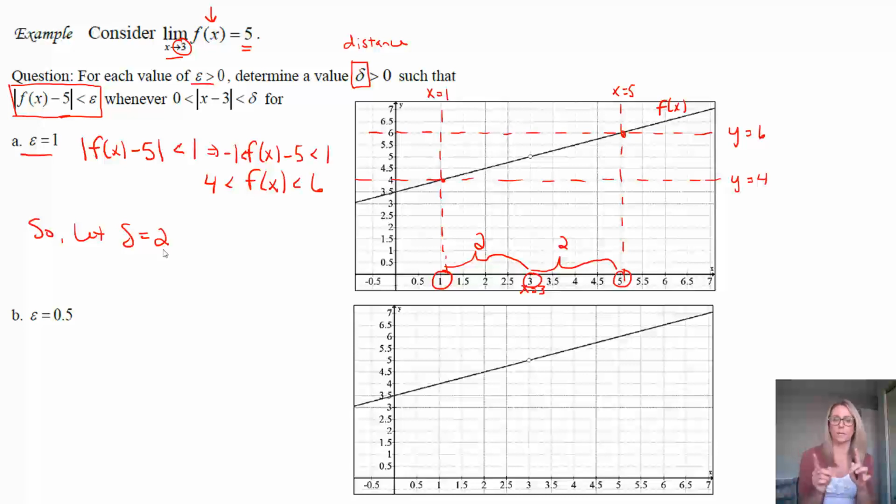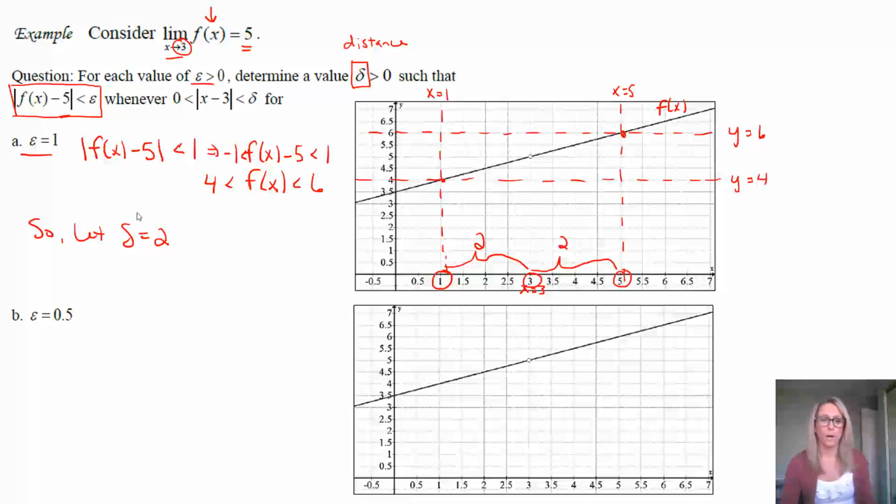So as long as delta is equal to 2, then the distance between x and what we're trying to approach, 3, is always going, because as long as that's less than 2, then our function is going to be between 4 and 6. And that's what we were trying to find here. And again, these are pretty big delta and epsilons, but that's the idea.